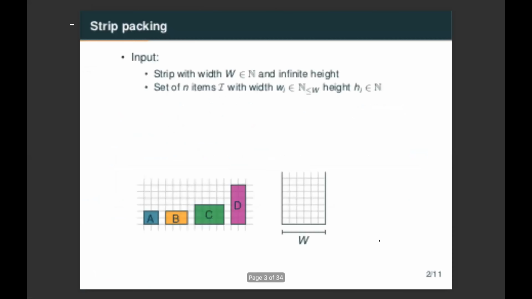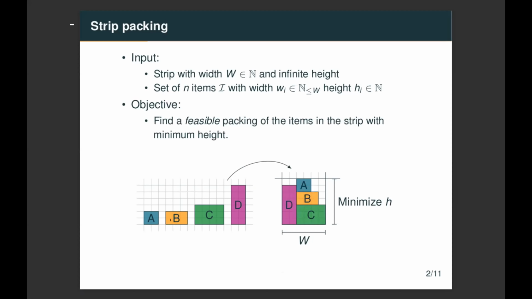Let's begin. In the strip packing problem, as an input, we are given a strip with width W and infinite height. We assume that W is an integer. We are also given a set of n rectangles, which we call items, each of which is associated with a width w_i and a height h_i, which are integers. We also assume that w_i is less than or equal to W. Then the goal is to find a feasible packing of the items inside the strip, minimizing the height. Note that by packing, we mean a placement of the items inside the strip such that no two of the items overlap. Note that we are also not allowed to rotate the items.